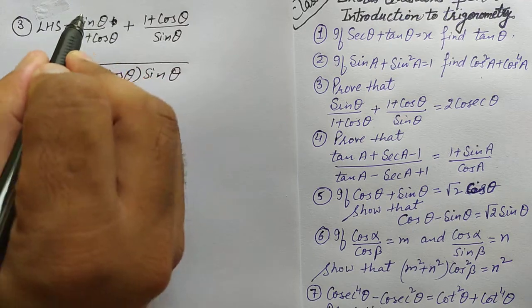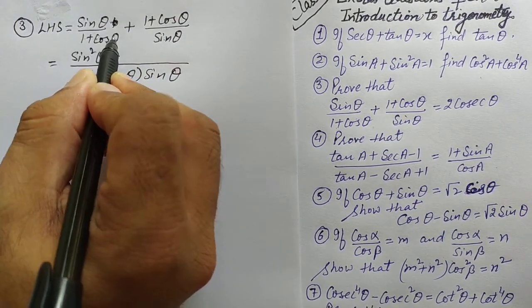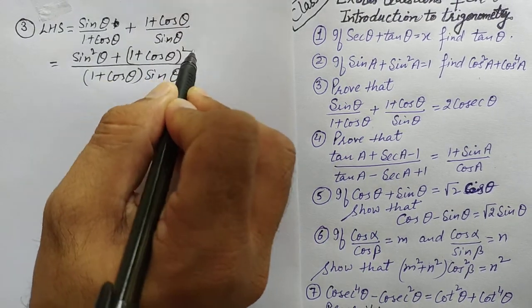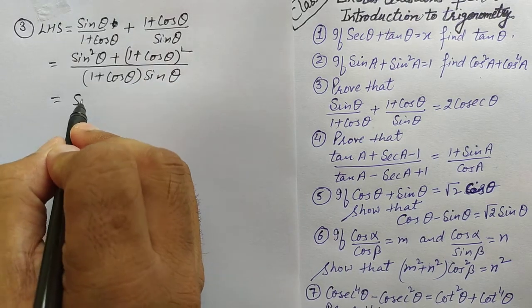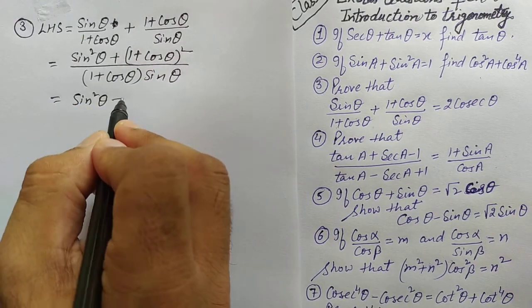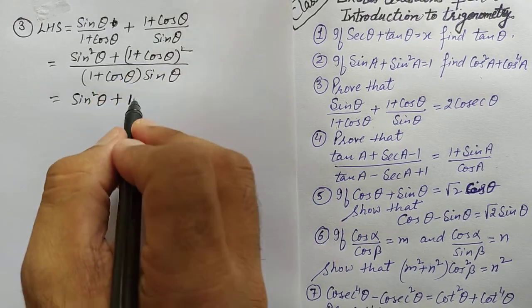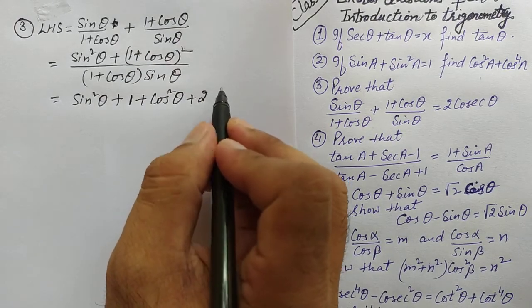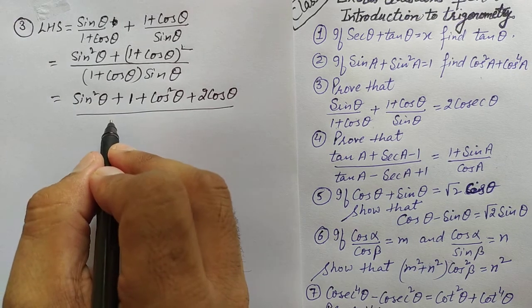So here sin theta into sin theta will come, sin square theta, plus 1 plus cos theta into 1 plus cos theta is 1 plus cos theta square will come. So let's see. Now open this a plus b whole square. So first of all, it is sin square theta plus it is 1 plus cos theta square, that is a square, 1 square is 1, plus b square, this, plus 2 into 1 into cos theta, that is 2 cos theta. And in the denominator you can write as it is.